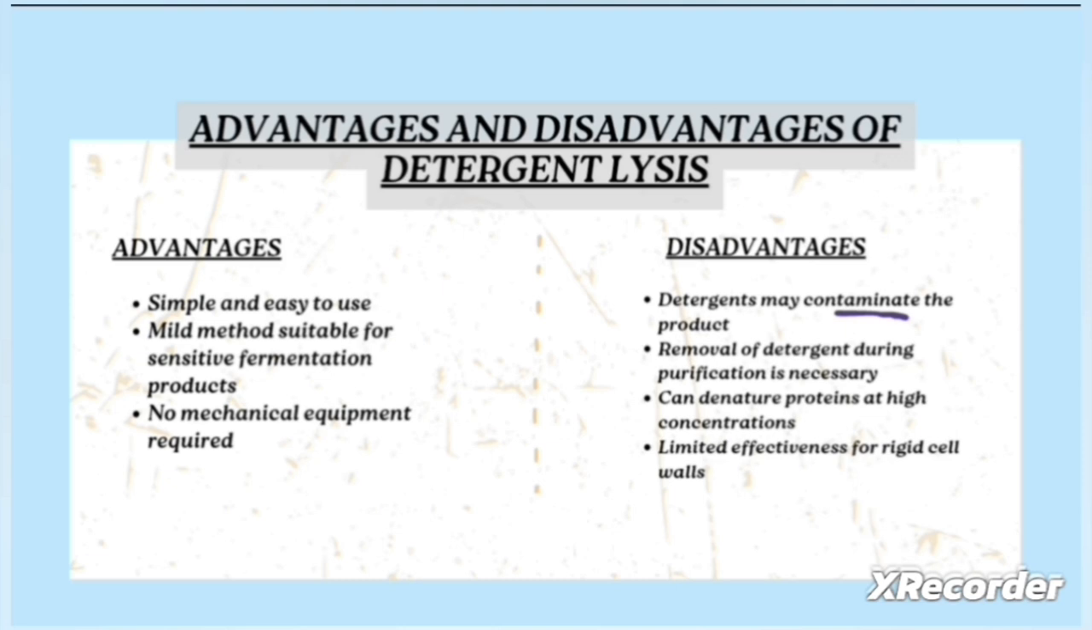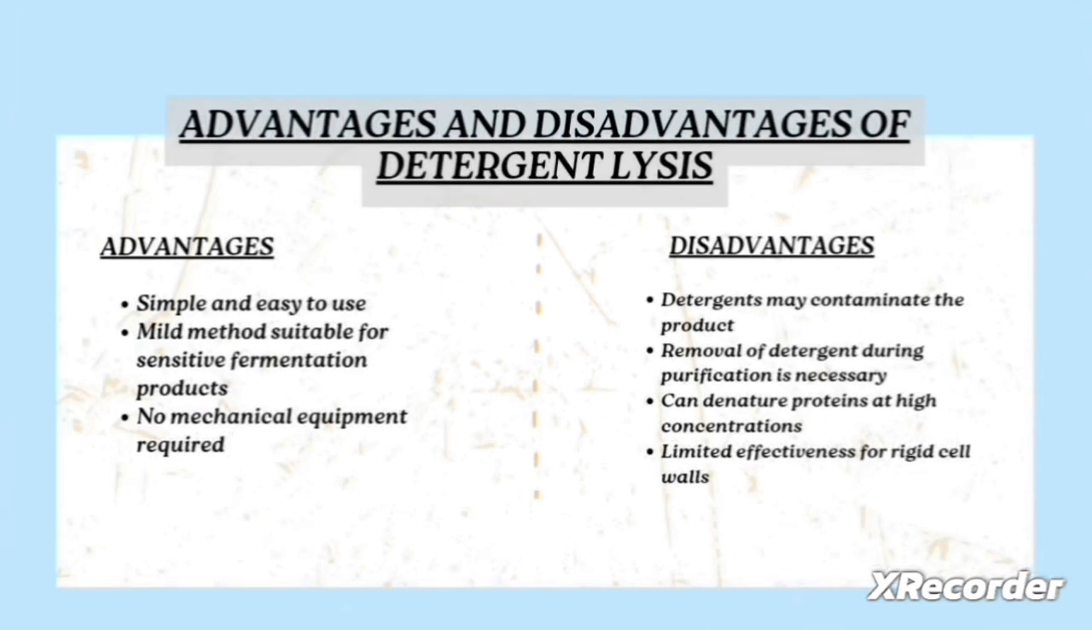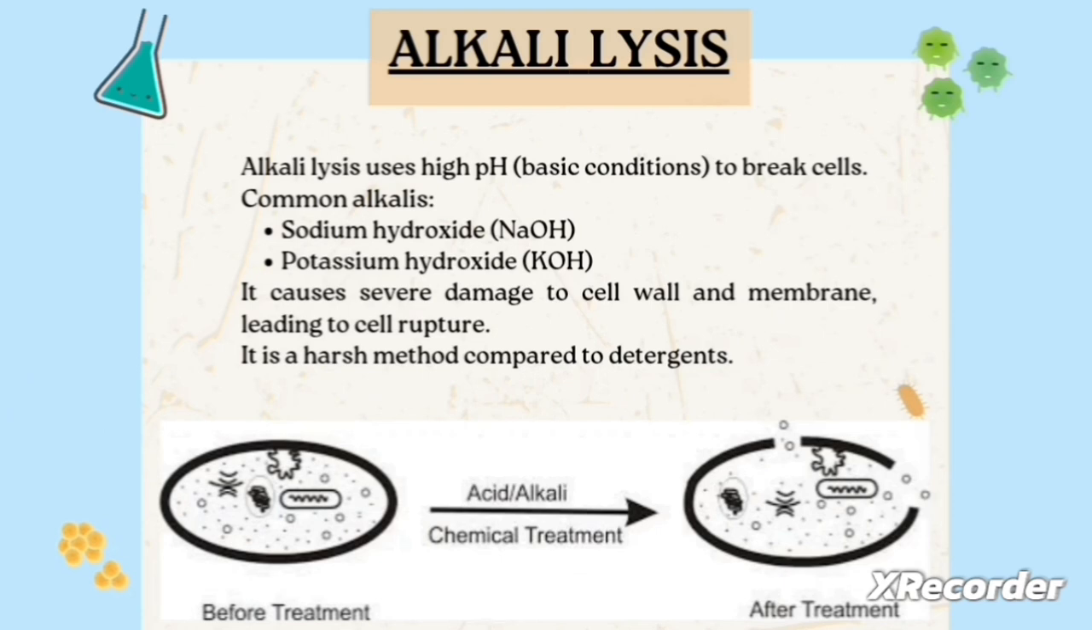So this was all about detergent-based cell lysis. Okay, so let us move on to our second chemical method of cell disruption, alkali lysis.